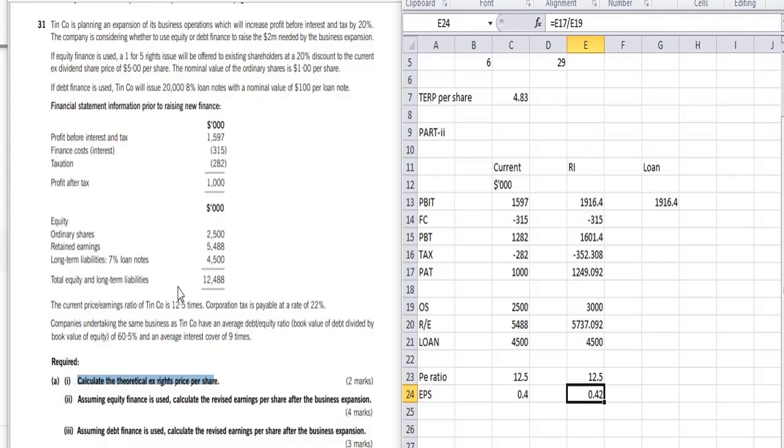And the third part: assuming debt finance is used, calculate the revised earnings per share after the business expansion. Okay, so if debt finance, meaning a loan, is issued, what is the earnings per share? So now the interest cost will change, right?